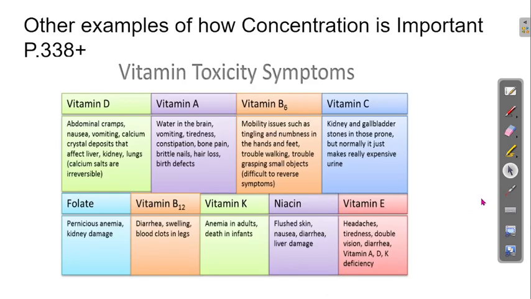Now, the book also talks about vitamins and toxicity depending on the concentration of that vitamin. So we know that vitamins are good for us, but vitamins can also be dangerous for us. The right amount of vitamins is okay, but if you take too much of a vitamin, it can kind of poison you. So it gives you examples of that. Vitamin D, if you're taking it in very high concentrations, more than what is recommended, is toxic to you and it will give you abdominal cramps, nausea, vomiting, calcium crystal deposits. It will affect the liver, the kidneys, the lungs, and so on.